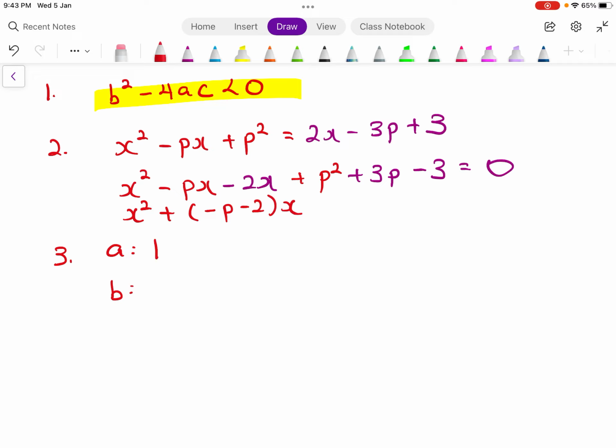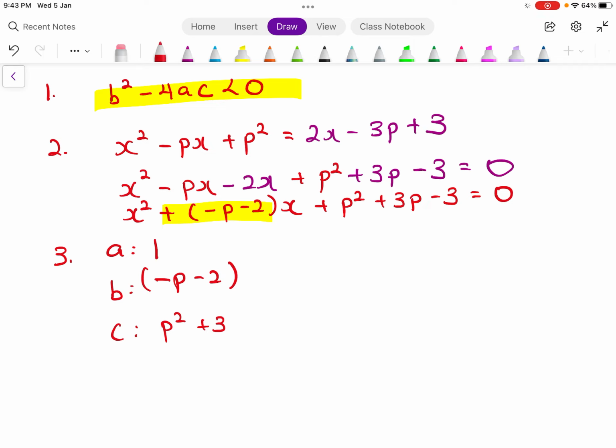So now everything is good already. So the coefficient of x is this. Let me just write down my c also. Plus p squared plus 3p minus 3 equal to 0. So my b is minus (p minus 2), and c is p squared plus 3p minus 3. Okay, so this is step number 3.